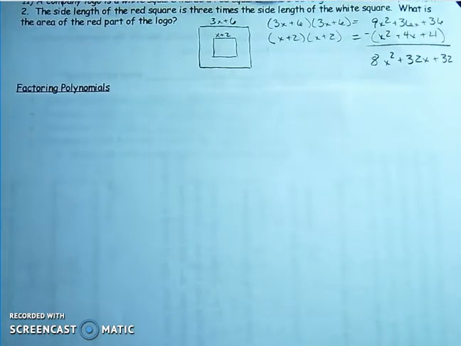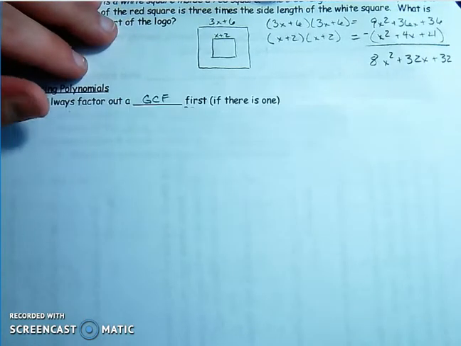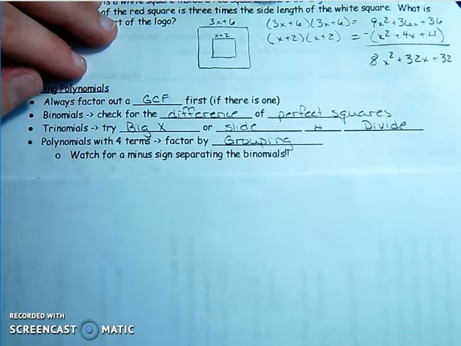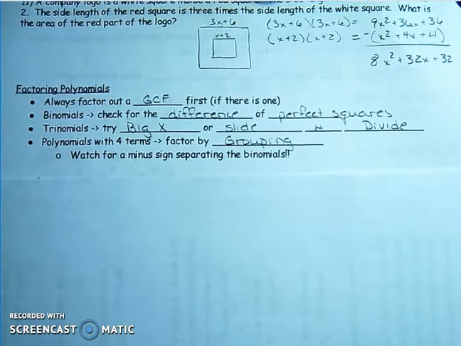The next thing we're going to talk about is factoring. Factoring is a big deal in Math 1, and it's understood you know how to do all these methods in Math 2. Please remember, we always factor out a GCF first if there is one. And remember, GCF is greatest common factor.